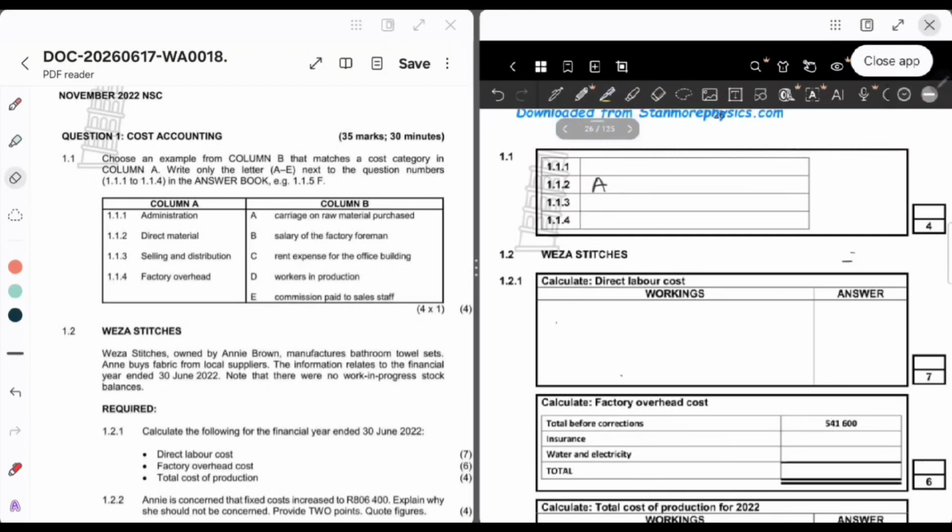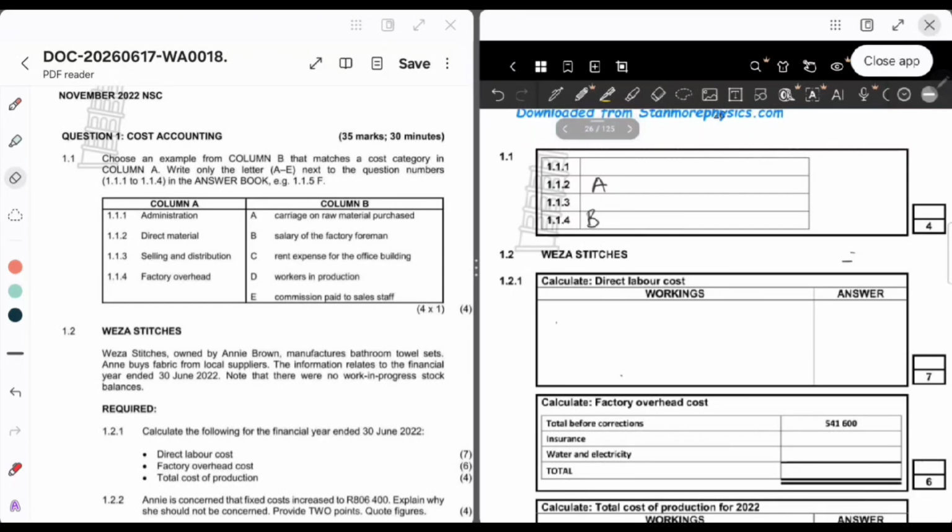B, it says salary of the factory foreman. The factory foreman works for the factory, that is labor. However, they are not directly involved in the manufacturing of the goods and service. Therefore, they are regarded as an indirect labor, and that forms part of the factory overhead cost. Therefore, it will be 1.1.4.